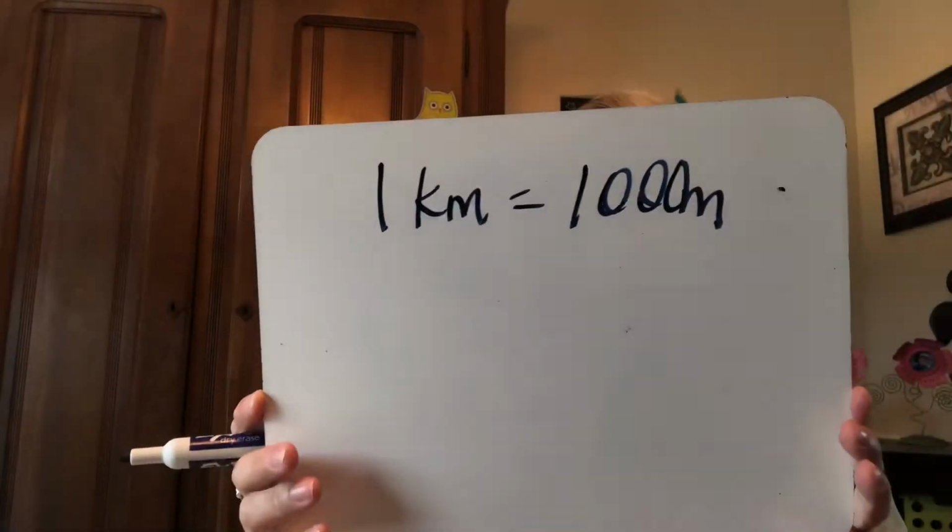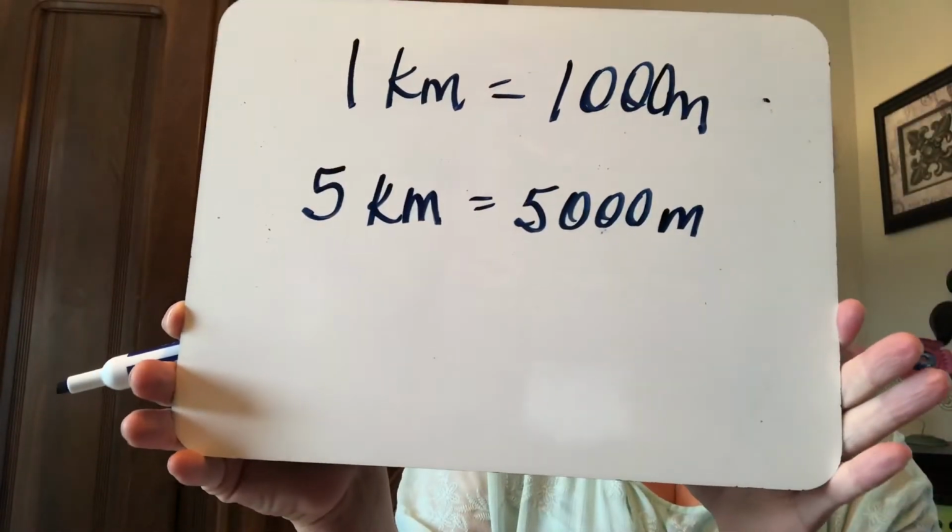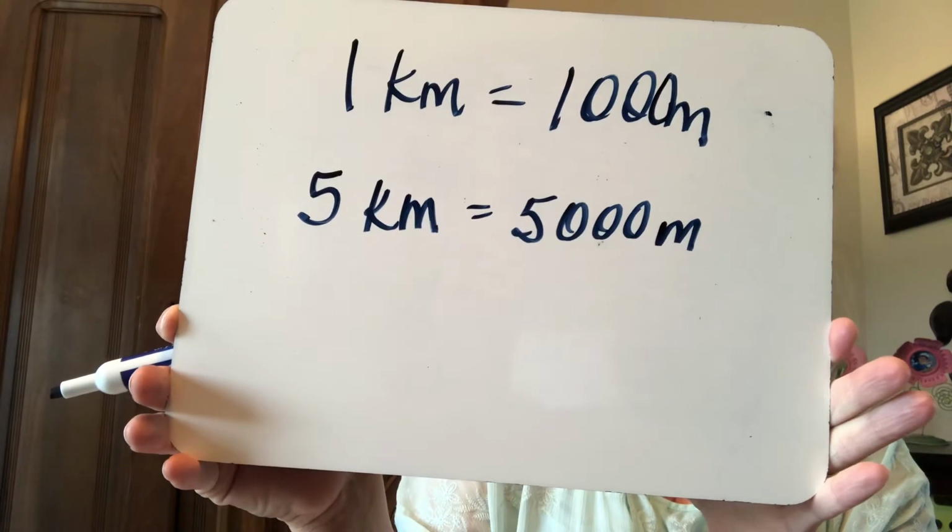Let's try 1,000. So if I have 5 kilometers, it means I didn't run it, I promise you. 5,000 meters. Good? Okay.